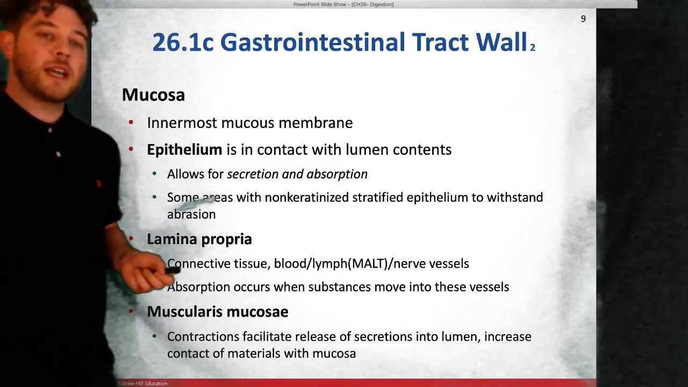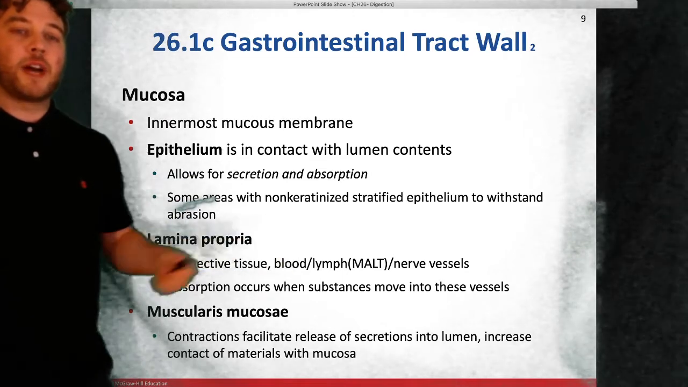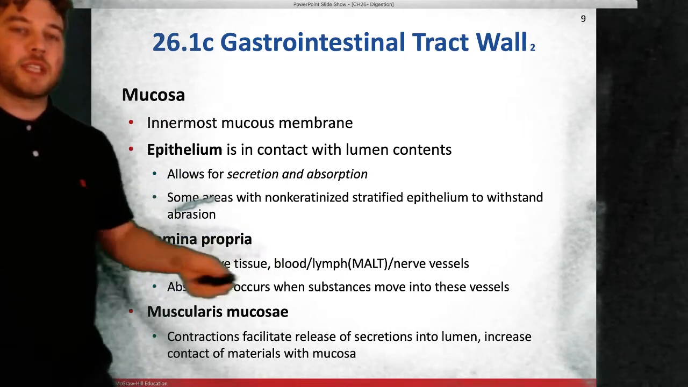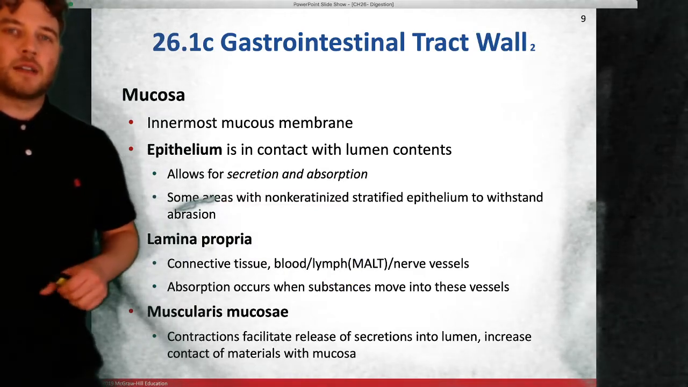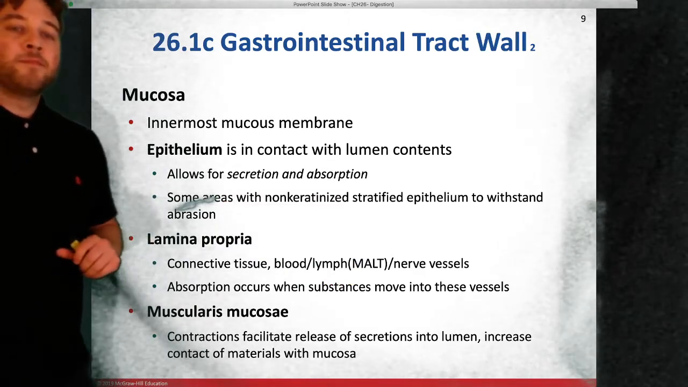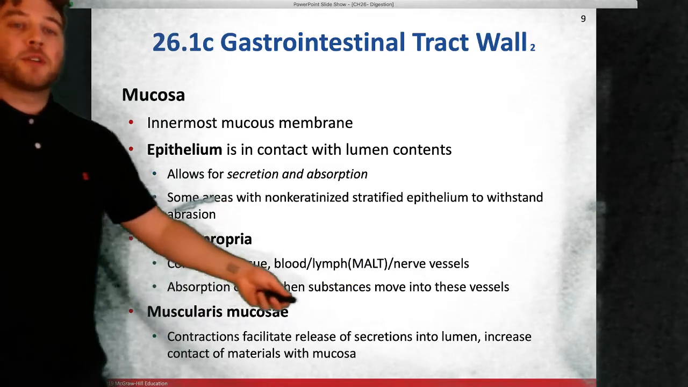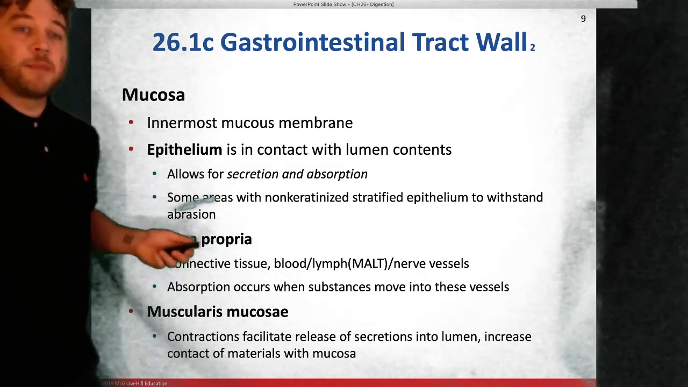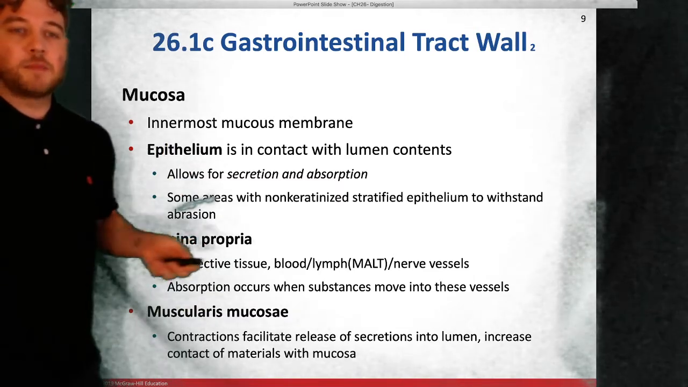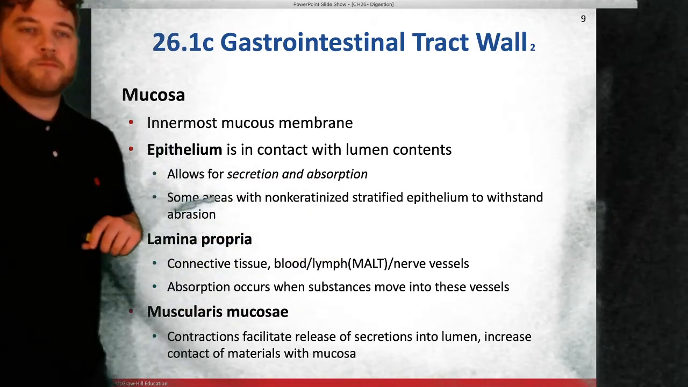The lamina propria has connective tissue, blood, lymph, MALT, nerve vessels. We've seen that MALT is the mucosa-associated lymphatic tissue for immune functions. And absorption occurs when substances move into these vessels. Oh, I said the submucosa earlier. I meant mucosa. The lamina propria specifically of the mucosa. And it's because it has these blood and lymph vessels.